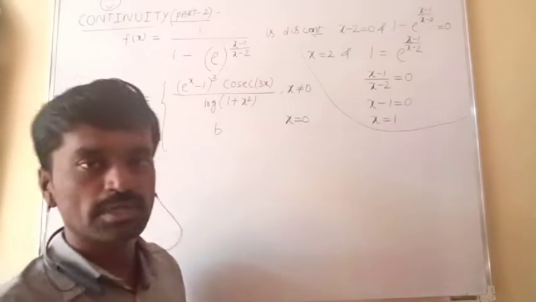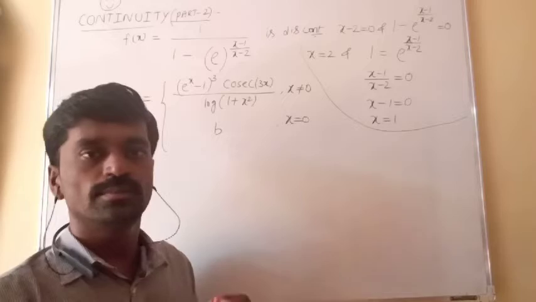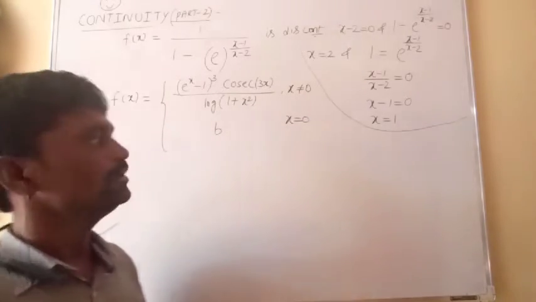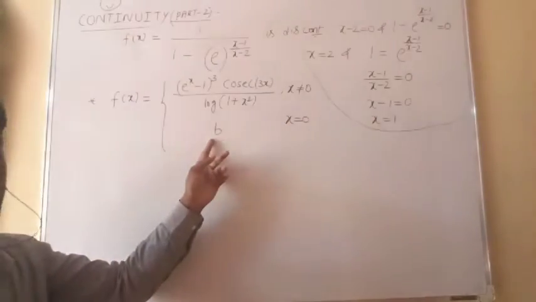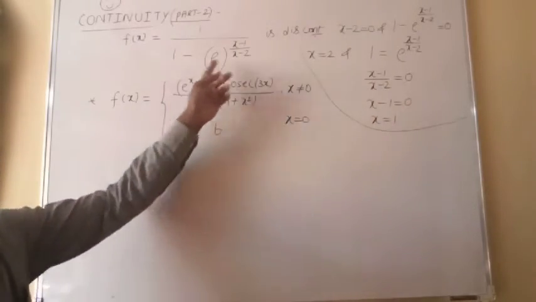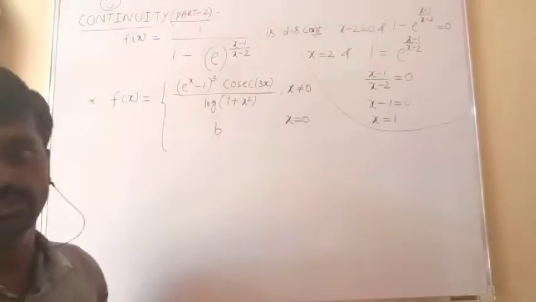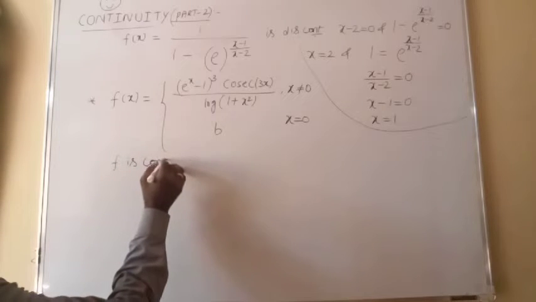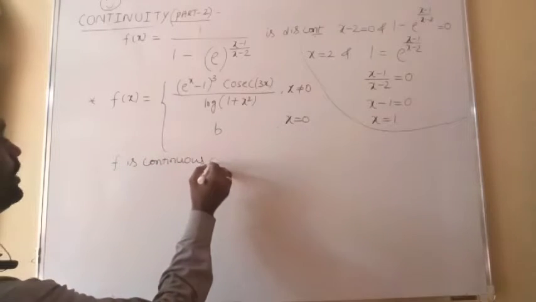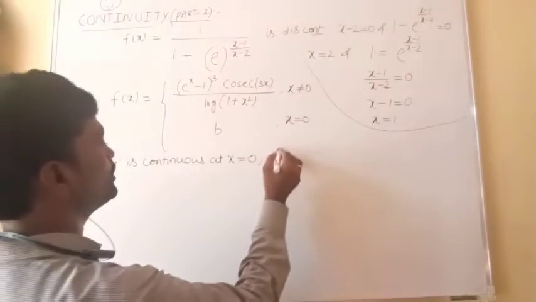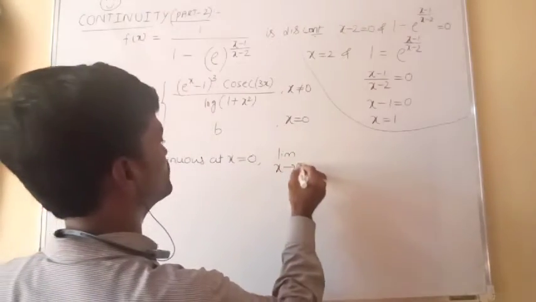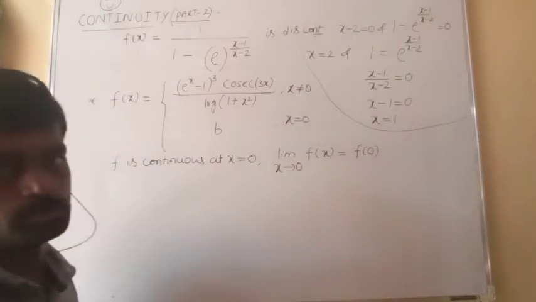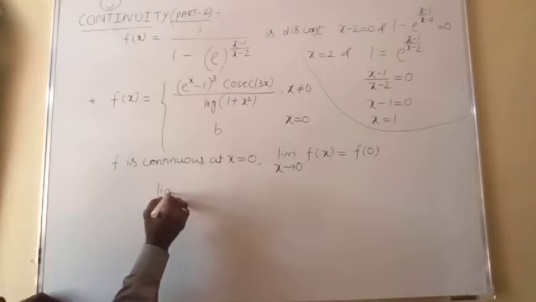So it is given already this function is continuous. That means the limit of the function exists and its value is equal to the value of the function at 0. So the value of the function at 0 is b. Now this b must be equal to what? The limit of this function at 0. So given f is continuous at 0, then the limit of the function is the same as the value of the function at 0.